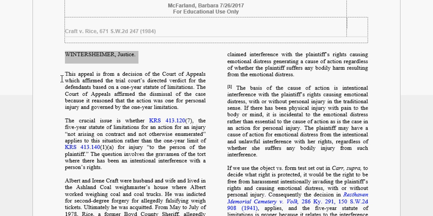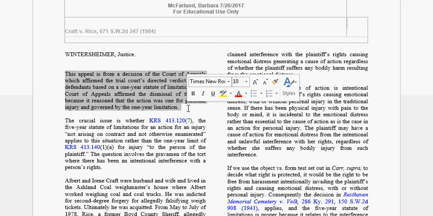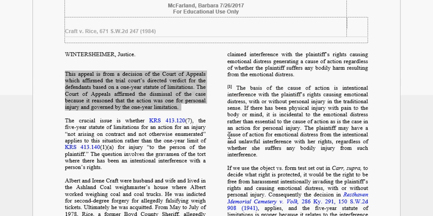Oftentimes, the court will give you the procedural posture, which is what is going on in this particular paragraph. This first paragraph tells you how the case came to the Kentucky Supreme Court. And it's very useful to you. You won't have civil procedure this year, so it's very useful to you to pay attention to this so that you understand how the case got here.